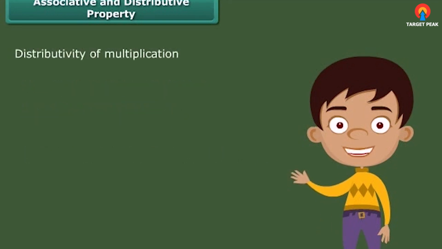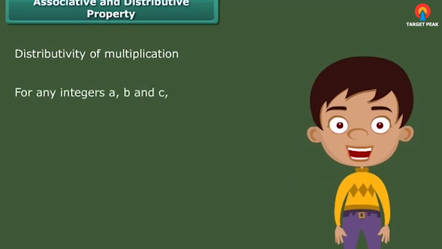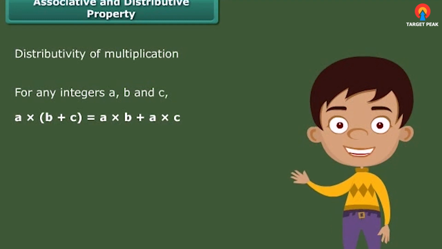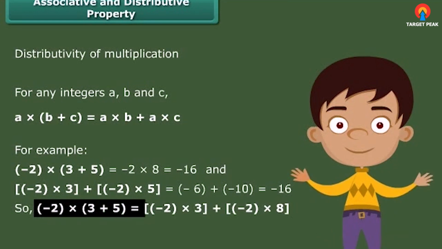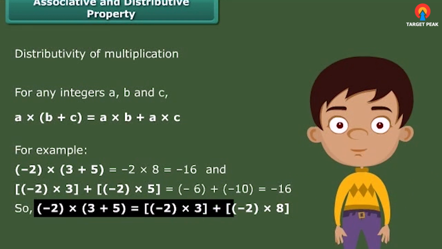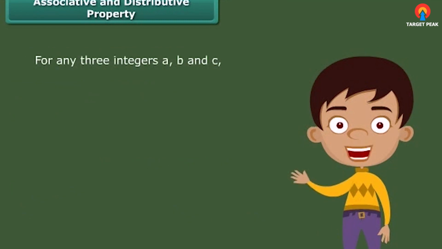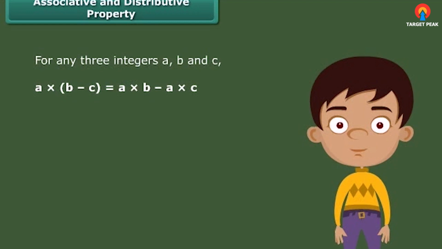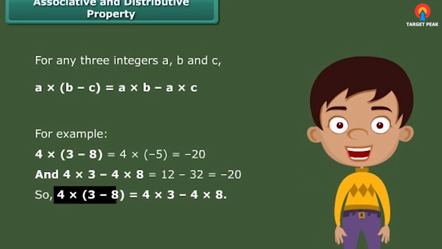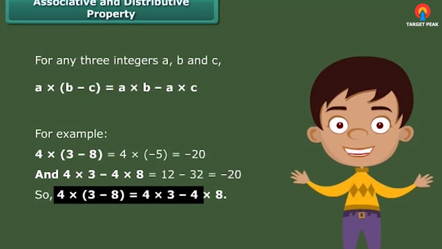Now let us move towards the distributive property of multiplication. For any integers a, b, and c, a into (b plus c) is equal to a into b plus a into c. For example, minus 2 into (3 plus 5) is equal to minus 2 into 3 plus minus 2 into 5. Similarly, for any three integers a, b, and c, a into (b minus c) is equal to a into b minus a into c. For example, 4 into (3 minus 8) is equal to 4 into 3 minus 4 into 8.